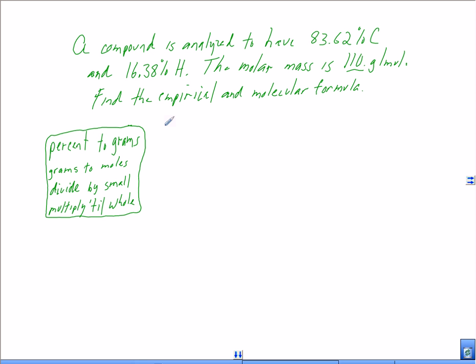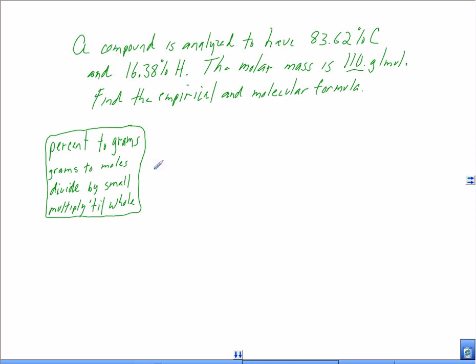Alright, this problem says a compound is analyzed to have 83.62% carbon and 16.38% hydrogen. The molar mass is 110 grams per mole. Find the empirical and molecular formula. So we have two things to do here.